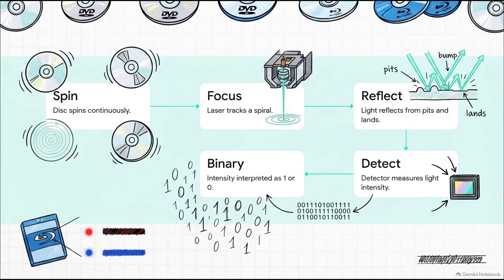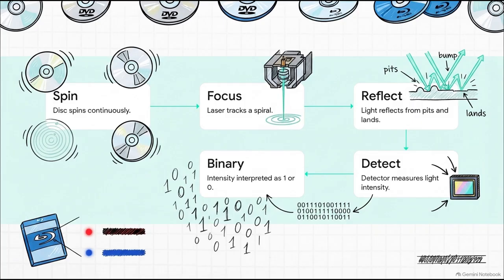An alternative to magnets is optical media, things like CDs, DVDs, and Blu-ray discs. Here, data is actually read from one single massive spiral track. As the disc spins, a laser focuses on this track, bouncing off microscopic physical bumps called pits and flat areas called lands. A sensor detects the intensity of the reflection and translates those physical differences back into binary ones and zeros.